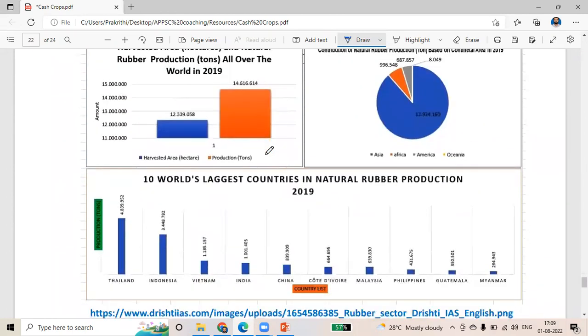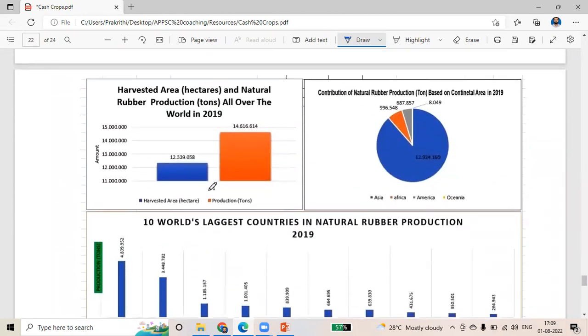So if you look at the data, harvested area is about 12.339 hectares है. And production in tons देखने से 14,616,614 इतना सा production tons है इसका production.